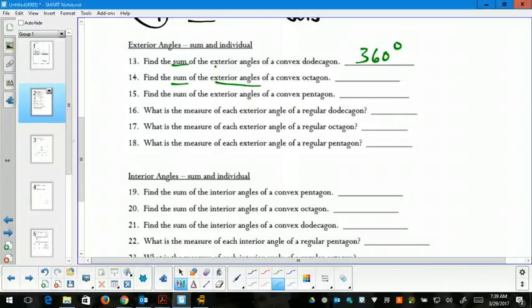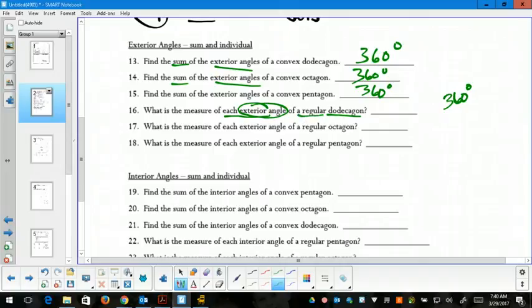Find the sum of the exterior angles of a convex polygon. I don't care how many sides it has. If it's convex and an exterior, then the sum is 360. So for 13 through 15, it didn't matter that the first one, 13, had 12 sides, the dodecagon. 14 had 8 sides, the octagon. 15 had 5, the pentagon. The exterior angles are still going to add to 360. But the measure of each exterior angle? Well, I'm going to take the 360 since it's the exterior and it's a dodecagon. And what am I going to do to that 360?